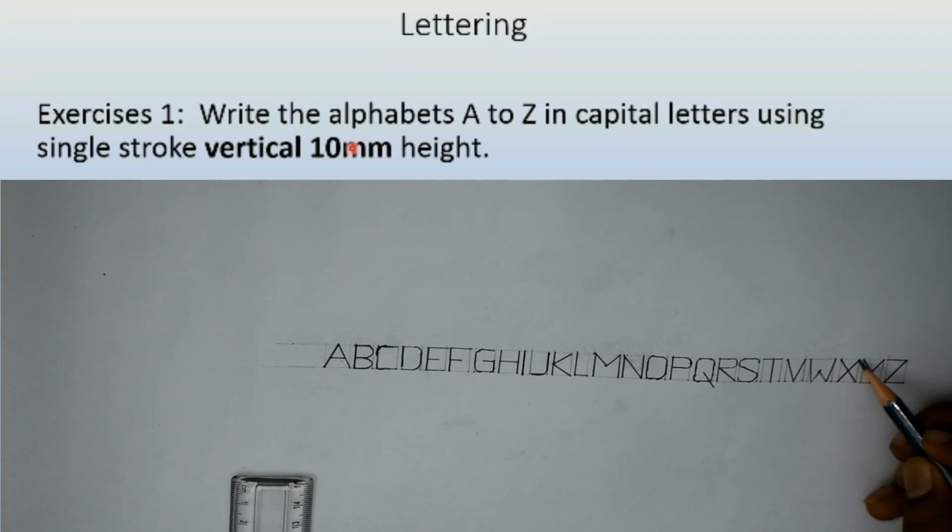And the letter X is easy. Draw the diagonals from here to here and here to here. And the letter Y, first you have to draw a line till the half portion, then you have to join from these two corners. The letter Z is easy, just join this upper line and lower line and the diagonal. Thank you.